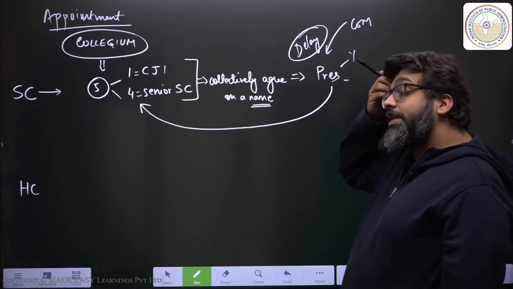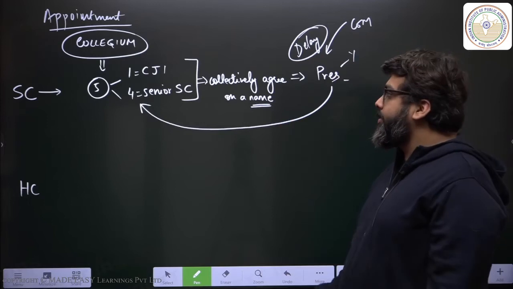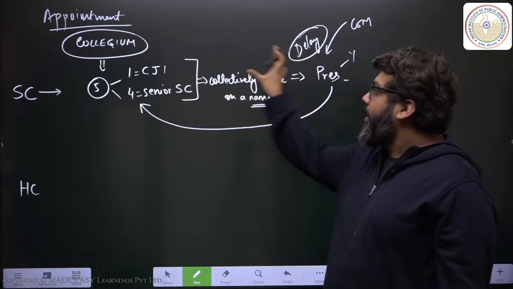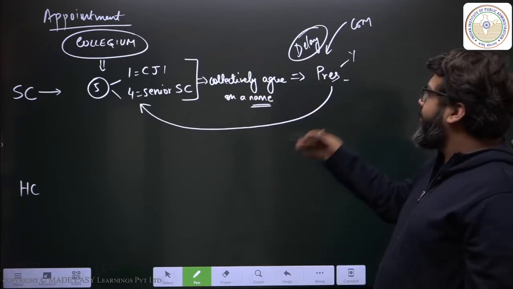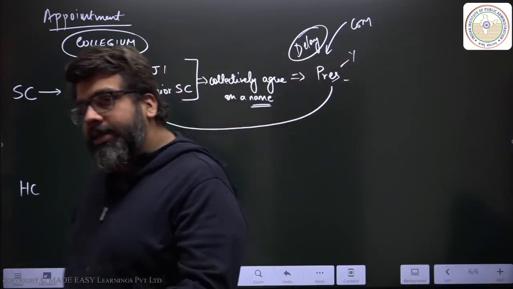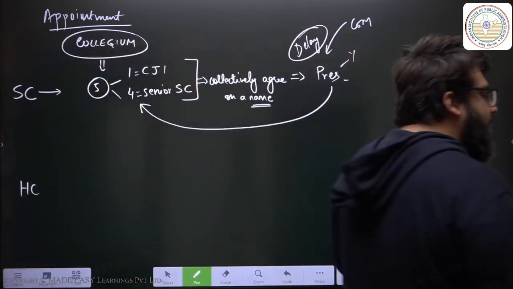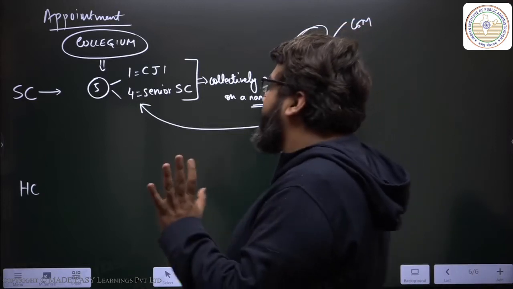Here there is the first judges case, second judges case, third judges case, plurality of judges, which basically means collectively agree on one name and give it to the president. That is all there is. For the mains, we will cover the first judges case, second judges case, third judges case, NJAC and what the problems are. But for prelims, nothing more comes on this.